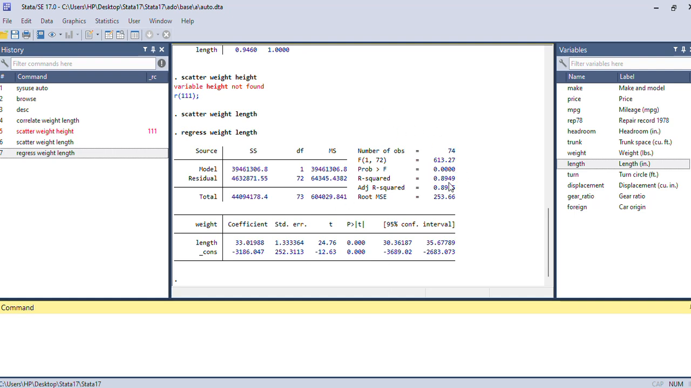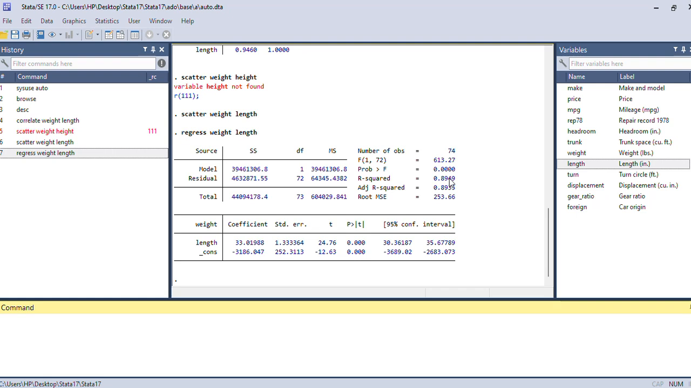If this value is very small, if it is less than 0.05, it means your model is very significant. In this case, our model's probability of greater than F is 0.0000, which means it is very highly significant, because 0.000 is less than 0.05. So we can say that our model is significant at 1%, because even 0.000 is less than 0.01, which is 1%.